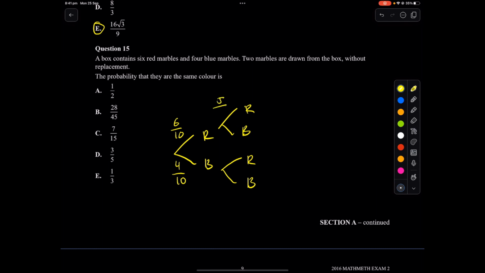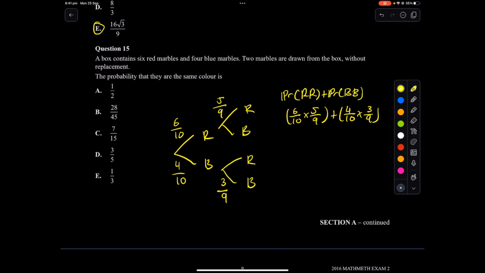So if we take one, it'll be 5 on 9, and this will be 3 on 9. And we want to find the probability that they are the same color. So probability of RR plus the probability of blue, blue. So that'll be 6 on 10 times 5 on 9 plus 4 on 10 times 3 on 9.